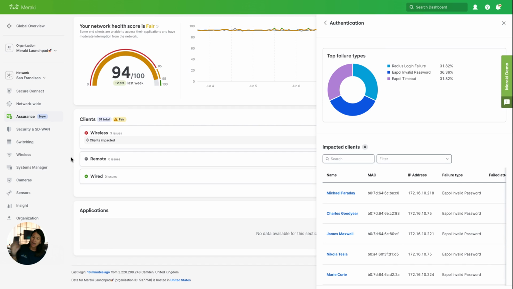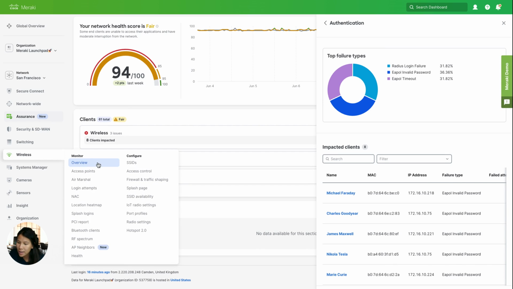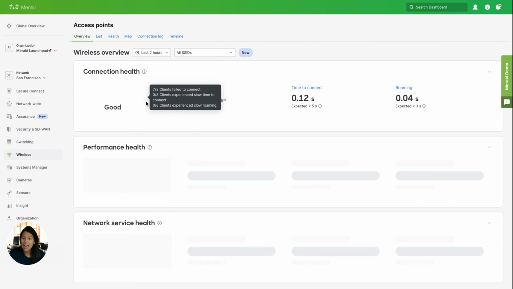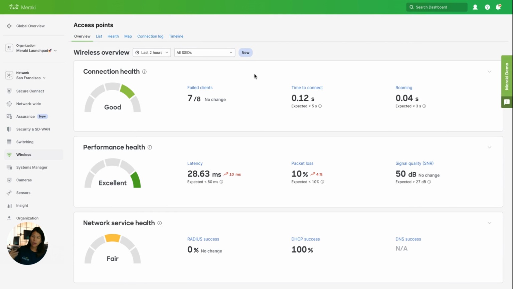Okay, but let's go ahead and get even more information by product. In the wireless, we have what we call Wi-Fi health. And in Wi-Fi health, I can see the main problems that we get in terms of Wi-Fi. So for example, in terms of connection, I can see we have a pretty good time to connection. It's always below 5 seconds. Roaming time is also pretty good. It's below 3 seconds.